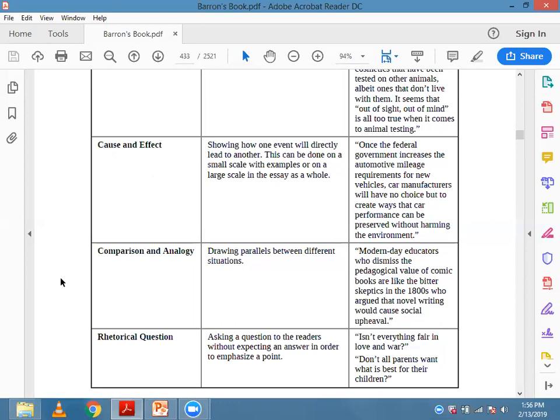Then we come to comparison and analogy. Comparison and analogy is very different from what we discussed earlier, when we discussed contrast. Contrast is about dissimilarities. Comparison and analogy is about similarities, basically parallels between two different situations. But you have to keep in mind what I told you in the beginning, that both of them aim towards the same thing, making the argument of the author stronger. That is what both of them aim towards.